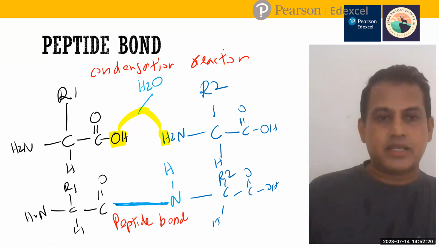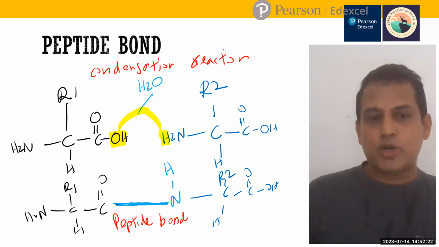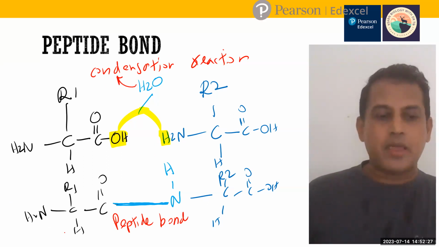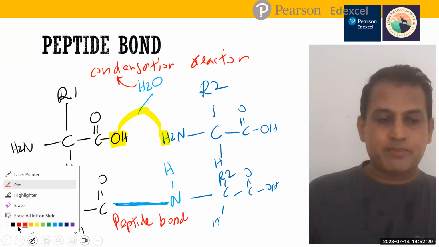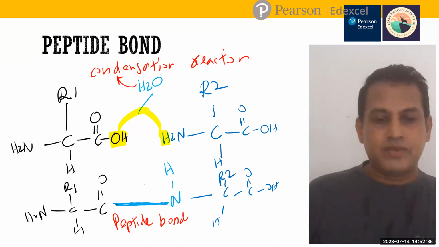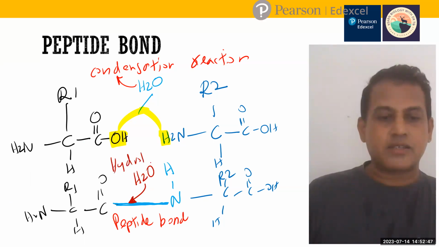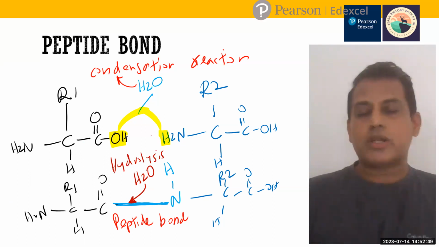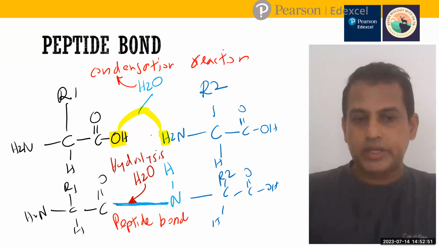Condensation reaction. Because one water molecule is formed as a result, the name is given condensation reaction. And we can also break this bond. So I will also show this here, like this. If we add a water molecule, then we can break the bond. So if they break the bond, we call it hydrolysis. Peptide bond can be hydrolysed by adding water.